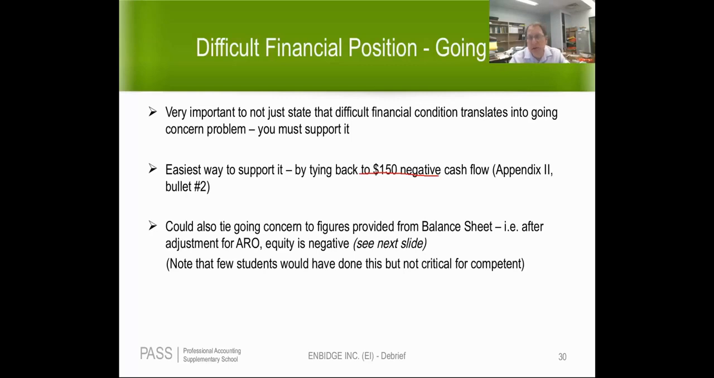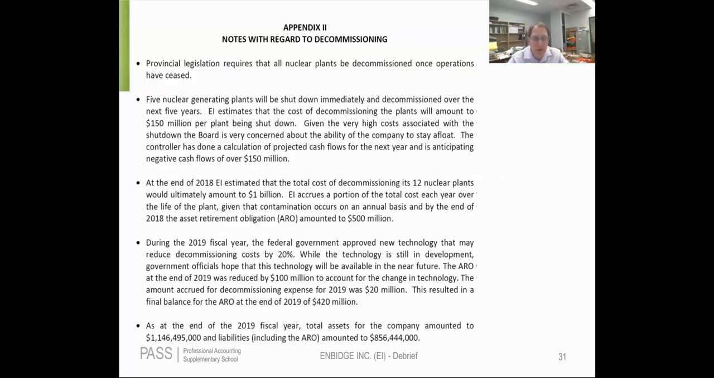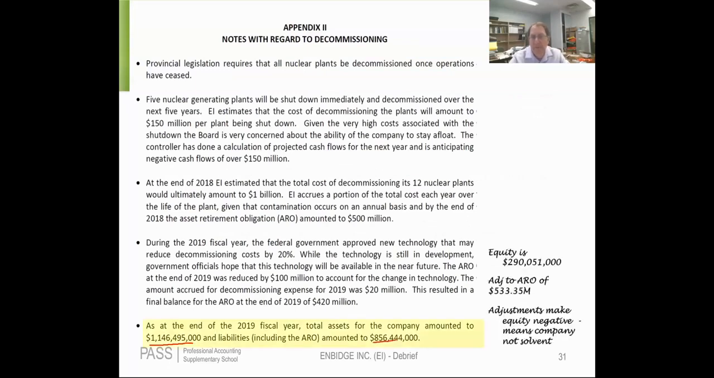I know most students wouldn't clue into this, but we told you that the company had assets of $1,146,000 and liabilities of $856. I don't know if anyone did this. Did anybody compute the equity, the difference? It's only 290. I've got an accrual of 750. Even if you want to use different numbers here, here's an adjustment to 533. Goodbye equity. That literally means the company is not solvent. You just wiped out the entire equity of the company.